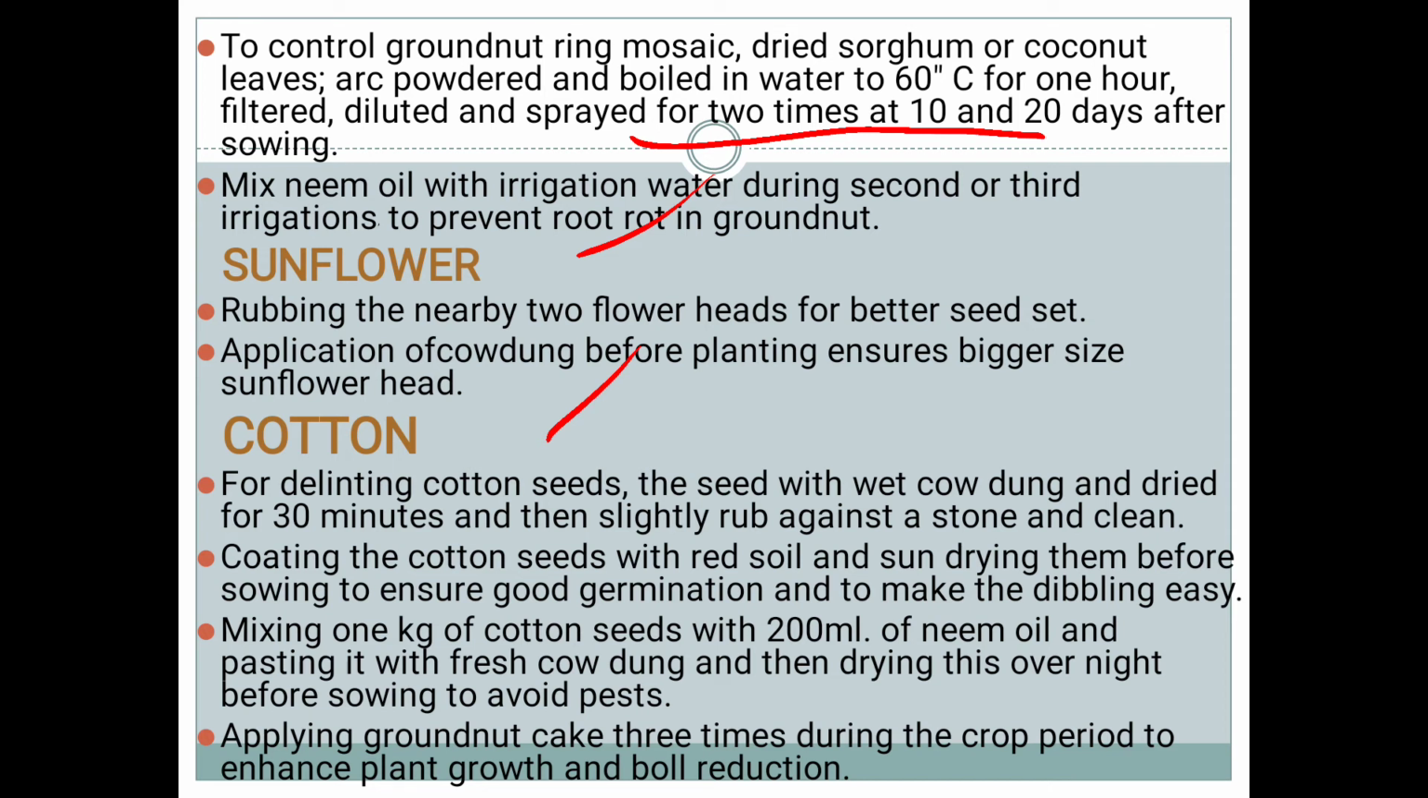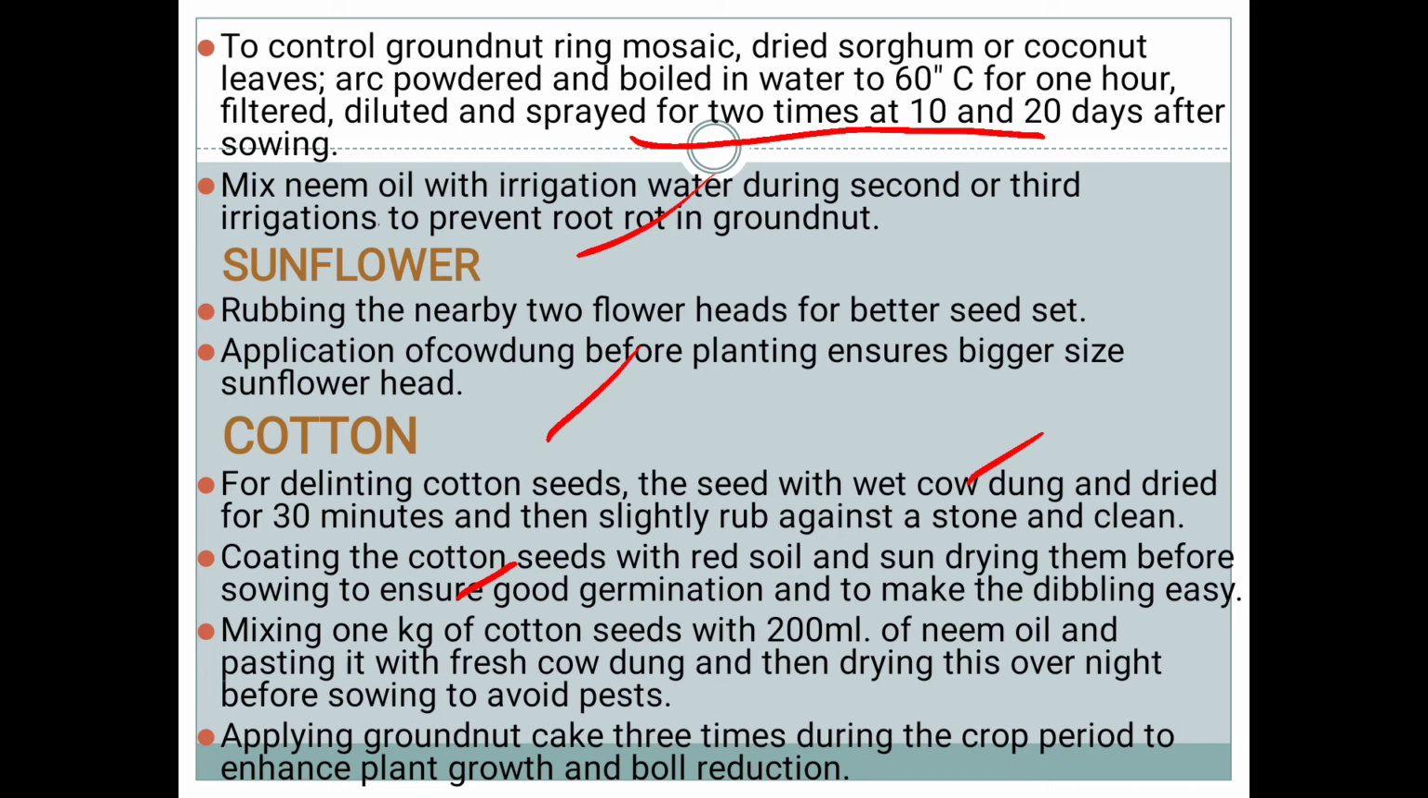Next crop is cotton. For delinting cotton seeds, mix the seeds with wet cow dung, dry for 30 minutes, and then slightly rub against a stone and clean. Coating the cotton seeds with red soil and sun drying them before sowing ensures good germination and makes dibbling easy. Mix 1 kg of cotton seeds with 200 ml of neem oil, paste it with fresh cow dung, and then dry overnight before sowing to avoid pests.